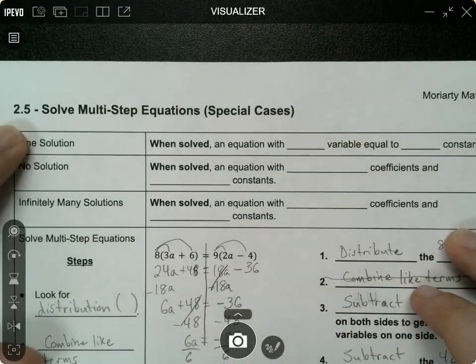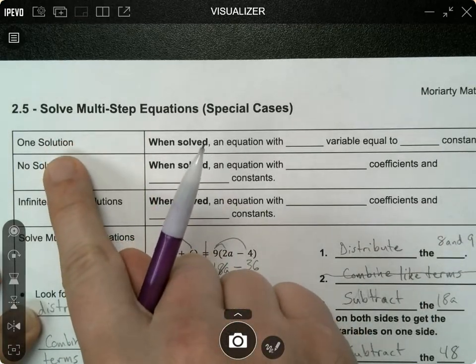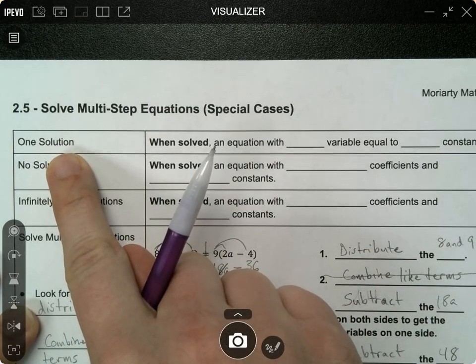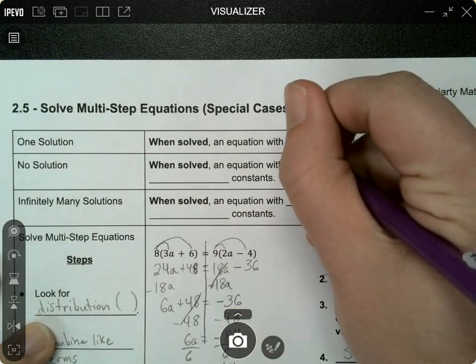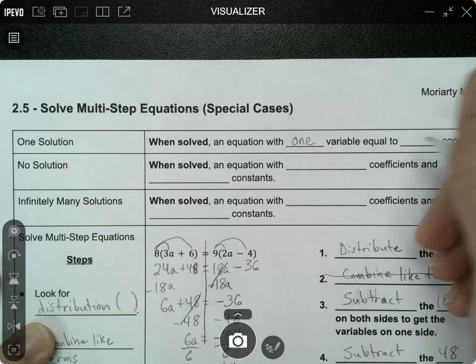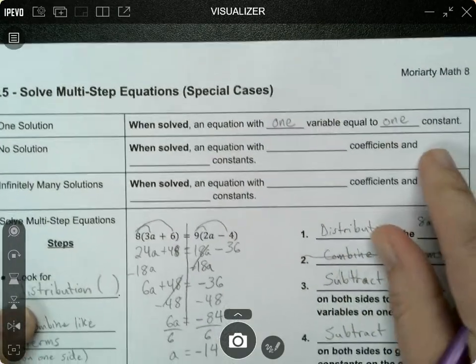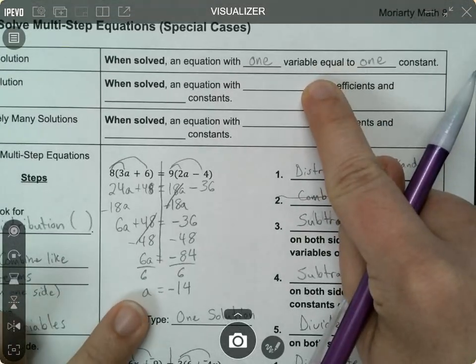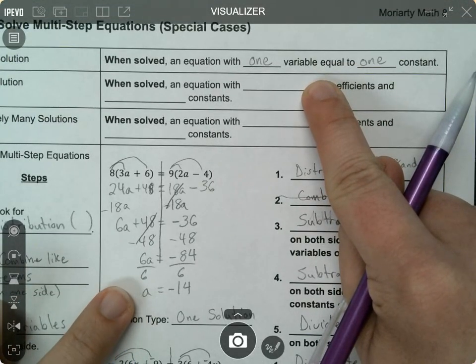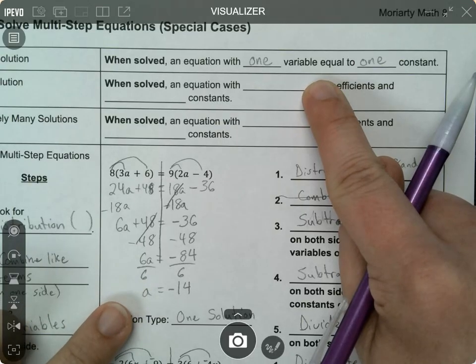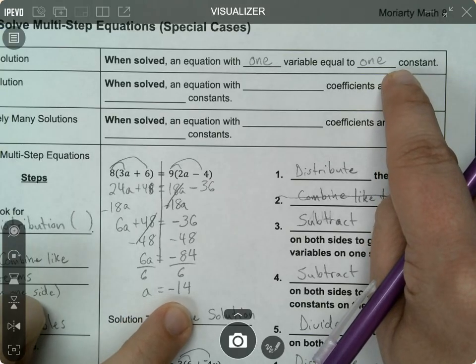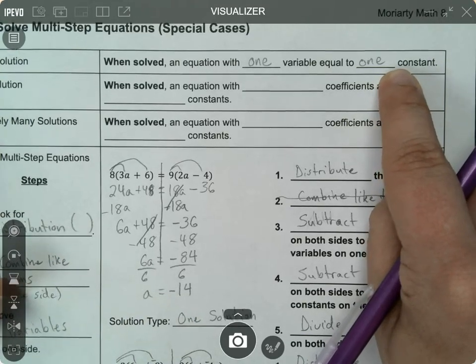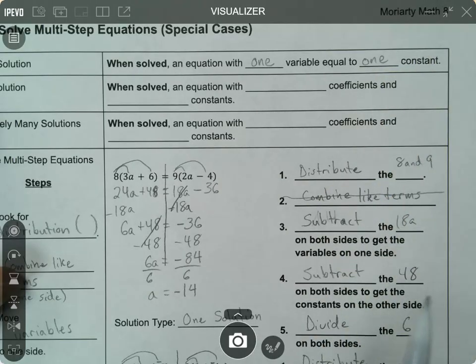The solution types that we have: one solution, no solution, and infinitely many solutions. When you solve a one solution, this is the thing that you know and love. Well, maybe. This is the one you're most familiar with. It says, when solved, an equation that has one variable equal to one constant. Okay, the variable is the letter, so that would be the A. And the coefficient of this is 1, so it would be 1A if we wanted to put that in there. But it's one variable that's equal to one constant, which remember the constant does not have a variable. Right? The middle one, no solution. That was actually our bottom example, but that's okay.